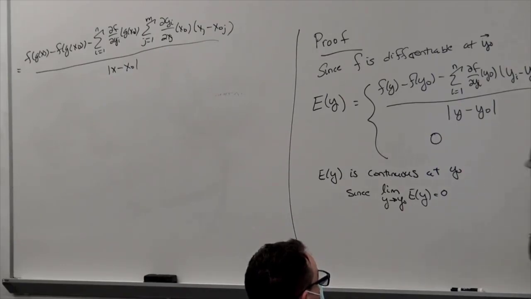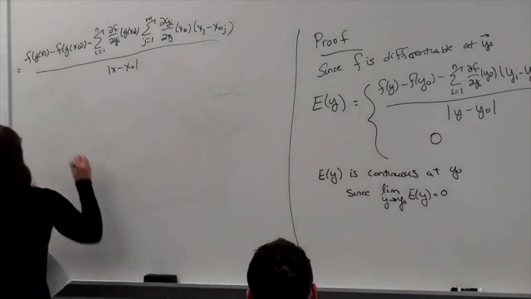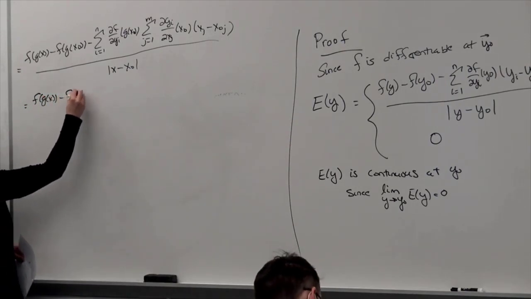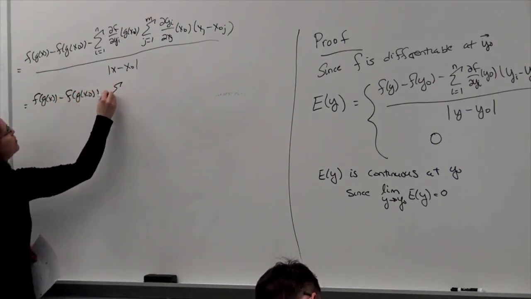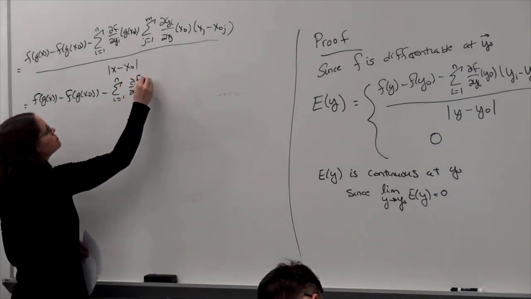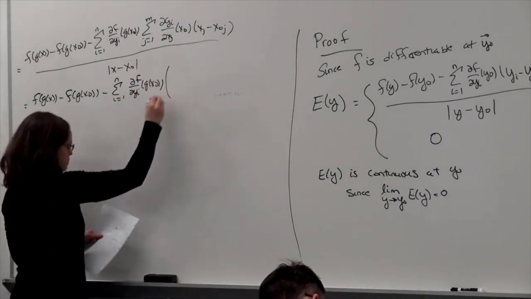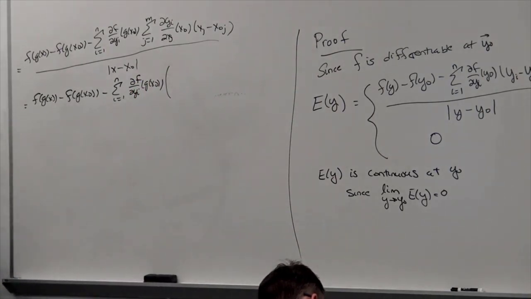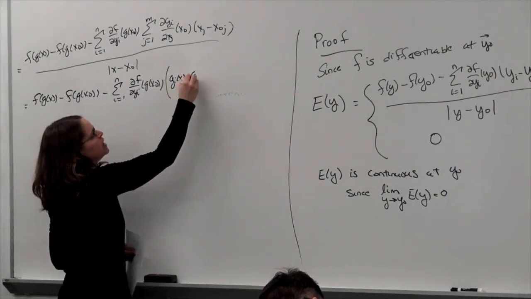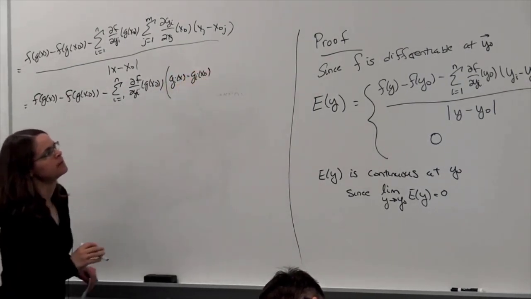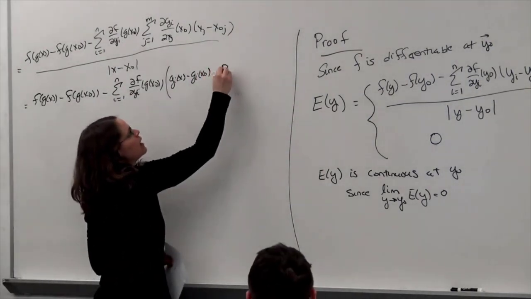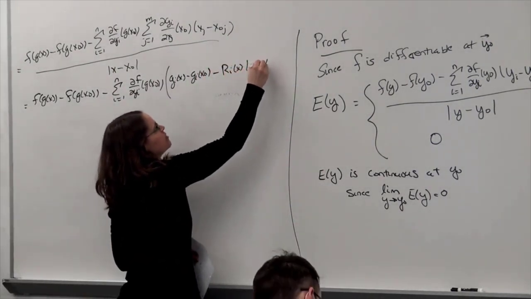Okay, so let's put that in here. f of g of x minus f of g of x naught minus the sum from 1 to n. This part stays the same. Okay, so what did I say I have? I have gi of x minus gi of x naught, and then minus ri of x times the size of x minus x naught.